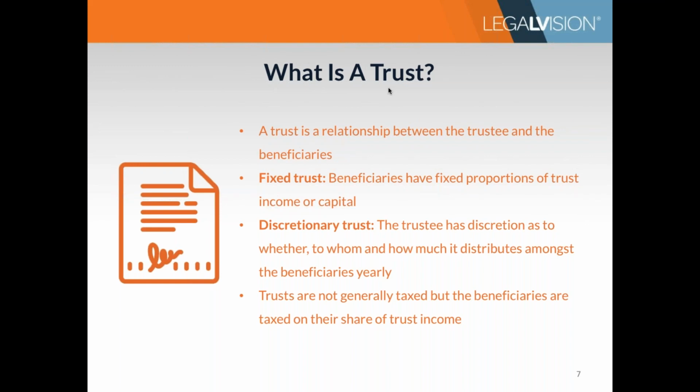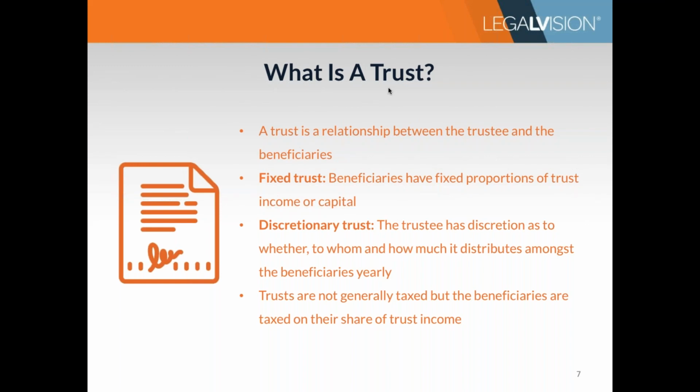You can't distribute it out to the beneficiaries, and the trustee can carry those losses forward to offset its income in future years. But the ability to apply those losses in future years is subject to various loss tests.